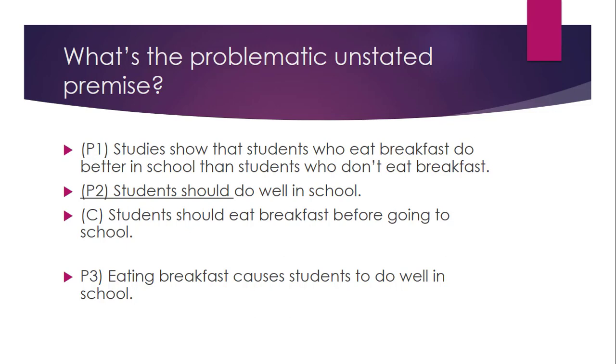But it's a problematic third premise because you would need to have further evidence through running further studies in order to actually show and eliminate other possibilities, such as having diligent parents, which are really why students who eat breakfast do well in school. Right? You would have to eliminate certain alternate possibilities, and you would have to have more evidence to actually show causation, that is, that the eating of breakfast causes students to do well in school.